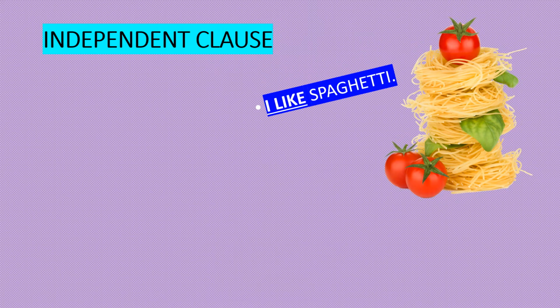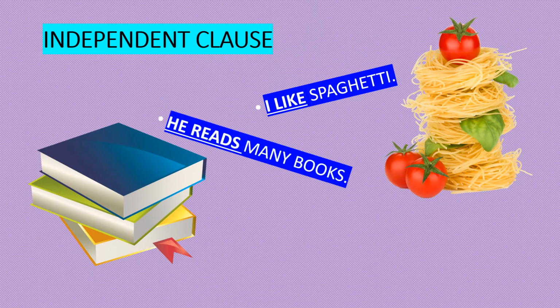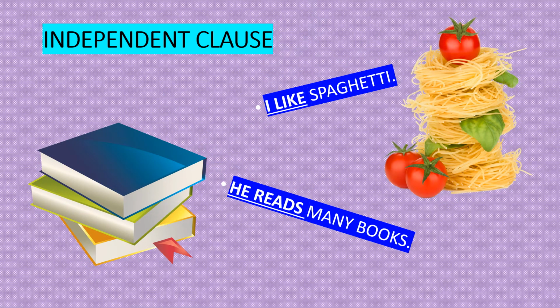Moving on to the independent clause. An independent clause can stand alone as a sentence. It contains a subject and a verb and is a complete idea. For example, I like spaghetti, or he reads many books. So here, even if I say I like, or he reads, it is a complete sentence.